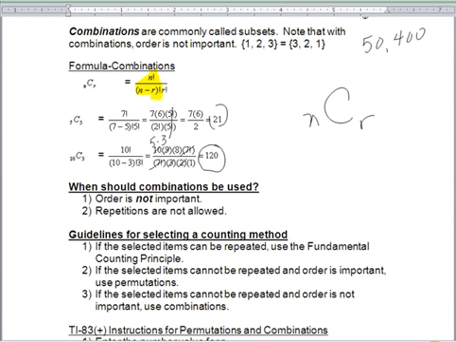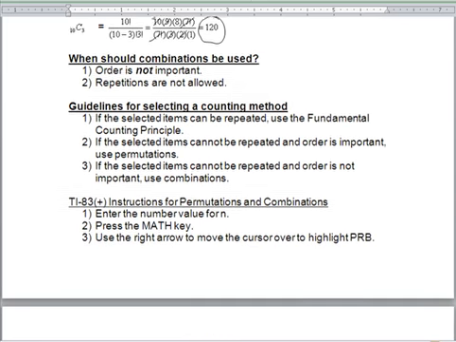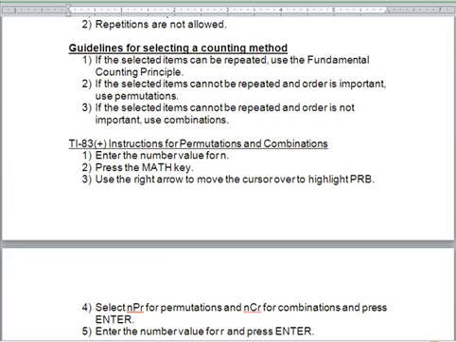Okay. Guidelines for selecting a counting method. If selected items can be repeated, we want to use the fundamental counting principle. If the selected items cannot be repeated and order is important, we use permutations. If the selected items cannot be repeated and order is not important, we use combinations. Okay, and I described the steps on the calculator.